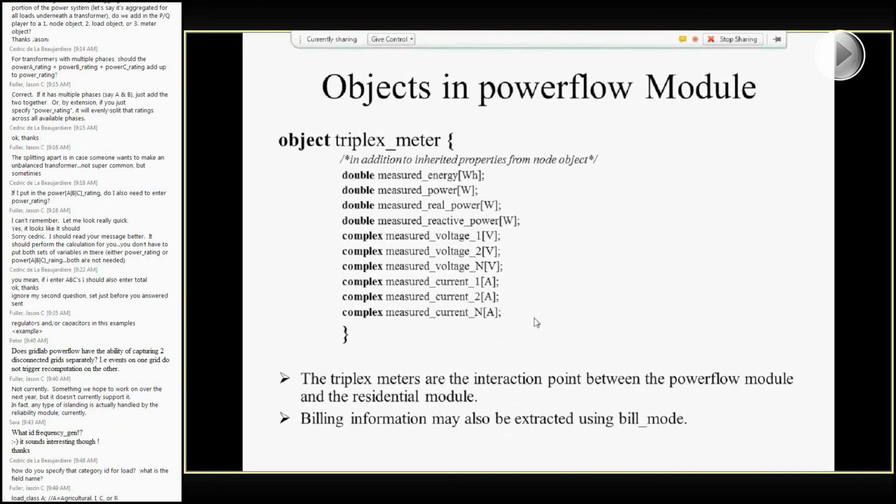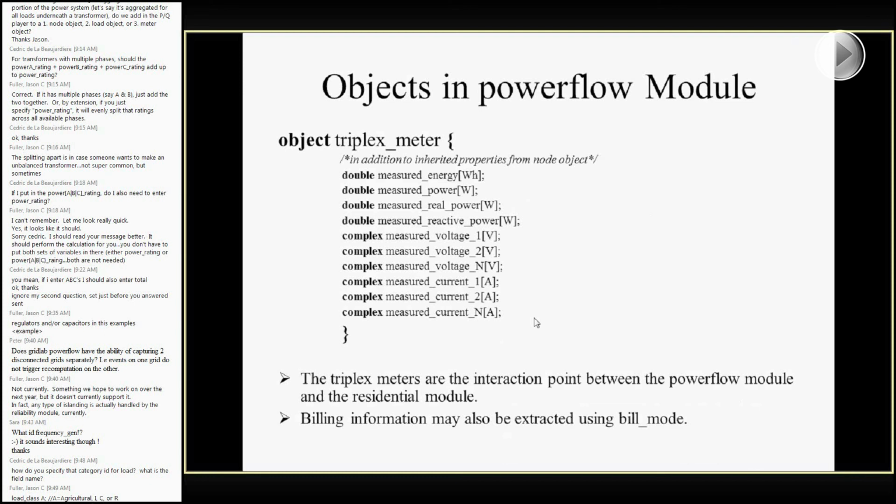Triplex meter is just a special form of node. The only difference is this only works when you have that split phase configuration, so if you have an S in the phase. Again, that's the North American convention. I don't know if it's really used anywhere else in the world, but we had to define a special meter for it to make sure that it accumulates your power consumption and your voltages and everything correctly. Triplex meter is primarily the connection point between your residential homes and the Powerflow module.